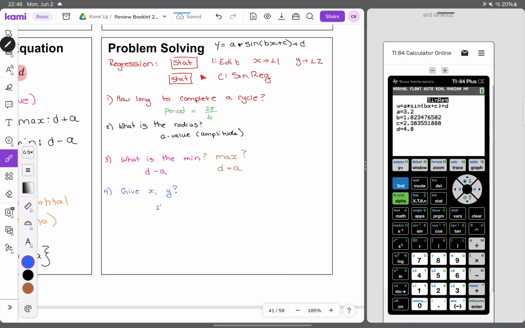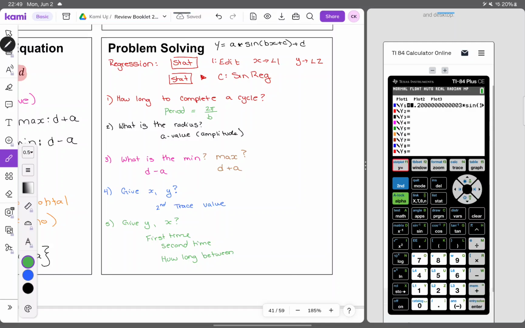So that's when we're going to go second trace, value. They might ask you or give you a Y value and ask for a specific X. These ones you have to be careful, right? Because they might say the first time it occurs or the second time, or how long between. So here they can ask questions like this because of the repetitive nature of a sine graph.